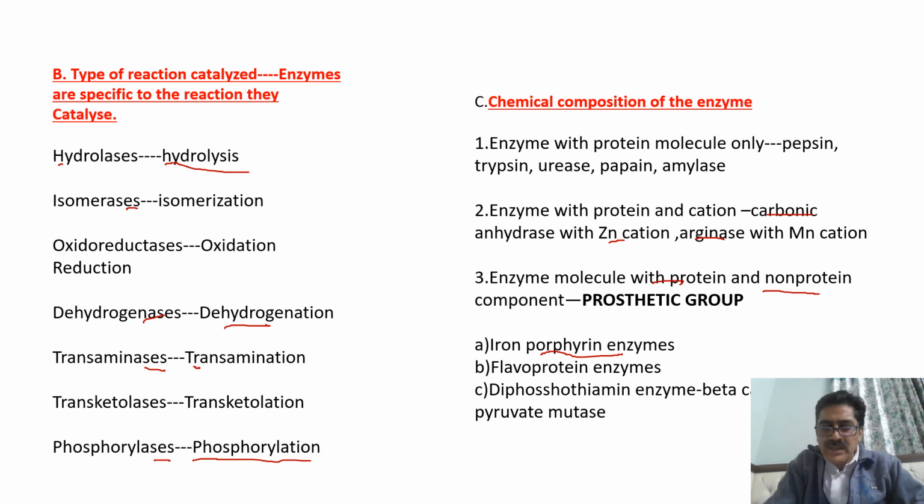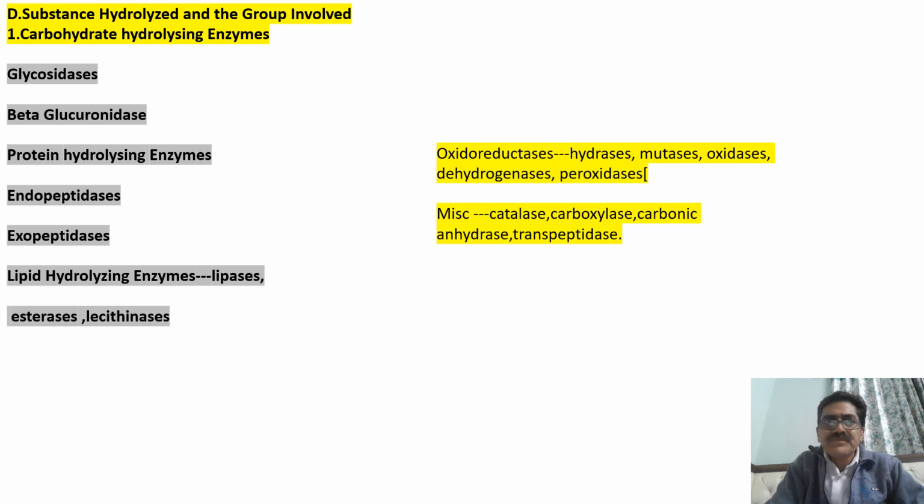The next we are concerned with one more important classification, that is on the basis of substance being hydrolyzed and the group involved. So this is based on chemical reaction, that is hydrolysis. We have a particular substrate that is getting hydrolyzed and the type of group being involved. For example, we have carbohydrate hydrolyzing enzymes that includes glycosidases, beta glucuronidase. Secondly, we have protein hydrolyzing enzymes, we have endopeptidases, we have exopeptidases. Lipid hydrolyzing enzymes that includes lipases, esterases and lecithinases.